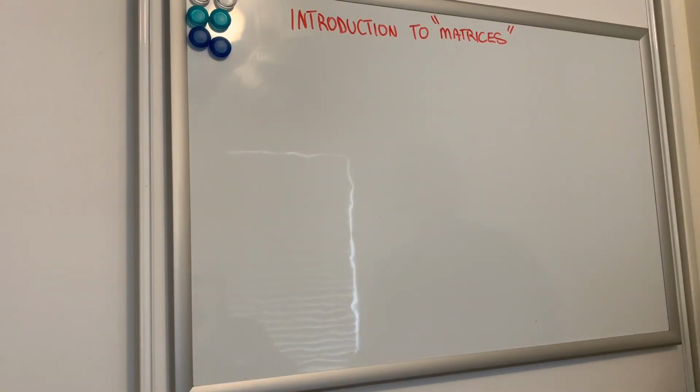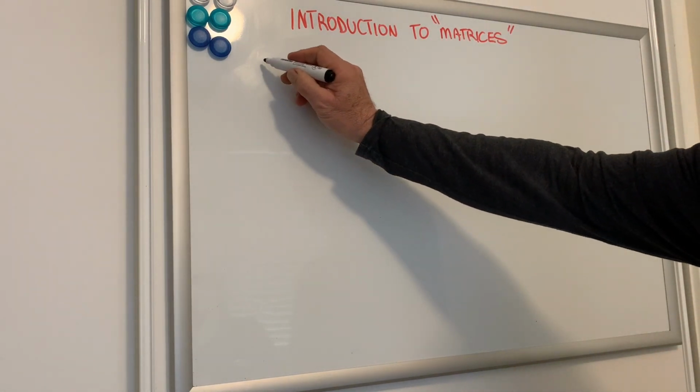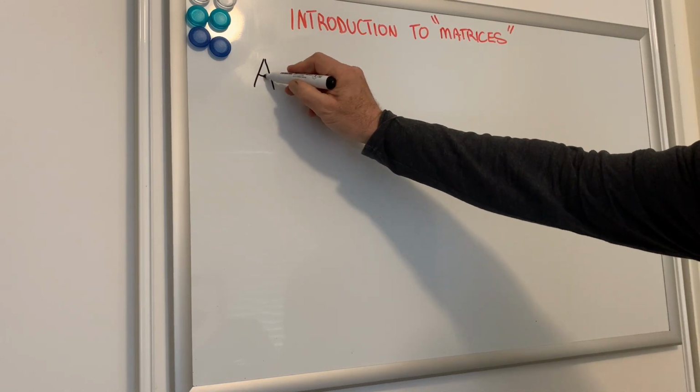Today we're going to be having a look at Introduction to Matrices. A matrix, or matrices if you like, are made up of numbers arranged in rows and columns. The numbers inside the matrix are referred to as elements or entries of a matrix. Now let's consider matrix A.